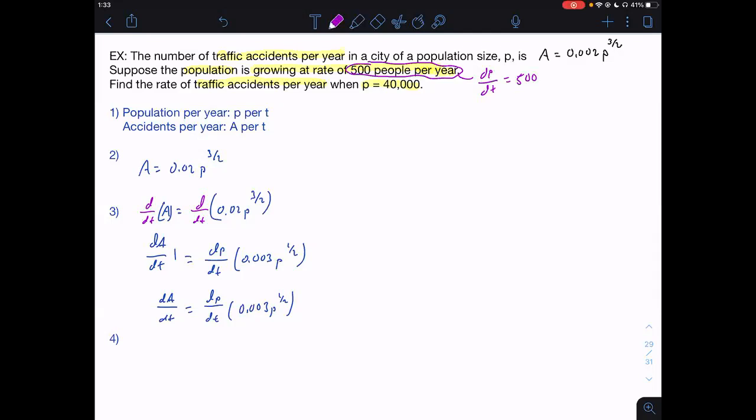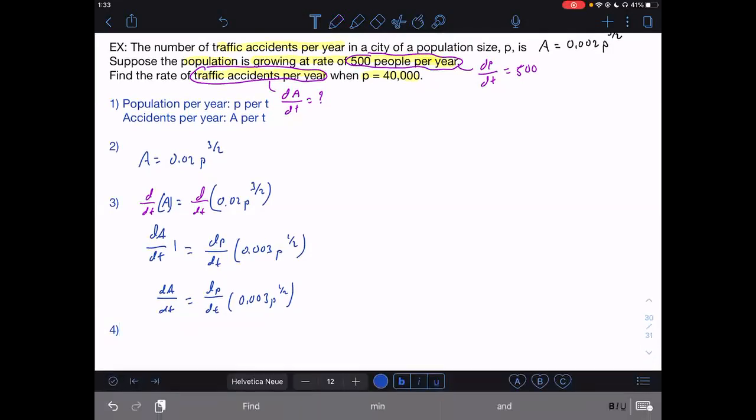Okay, the traffic accidents per year. Meaning we're trying to solve for the differential dA over dt. So that's the differential, the rate of change, the related rate that we're trying to find.